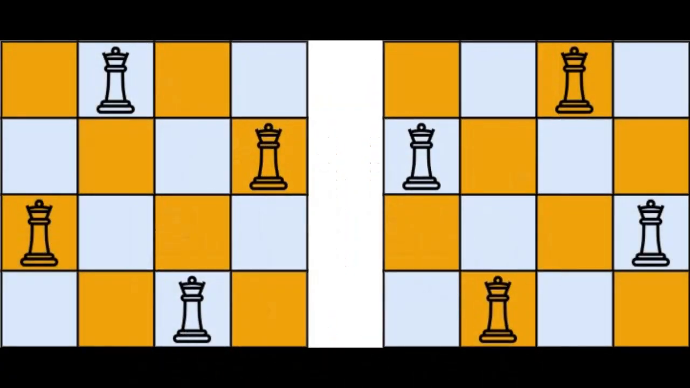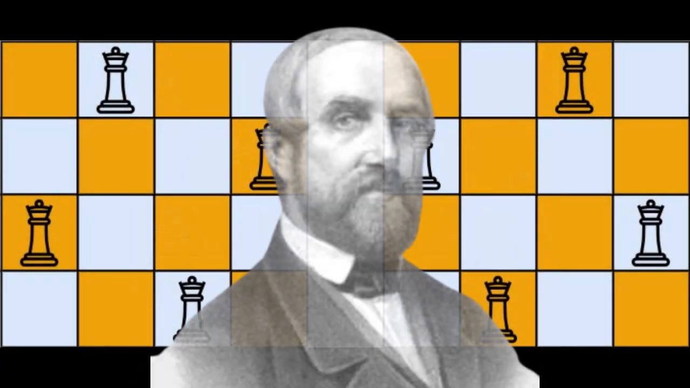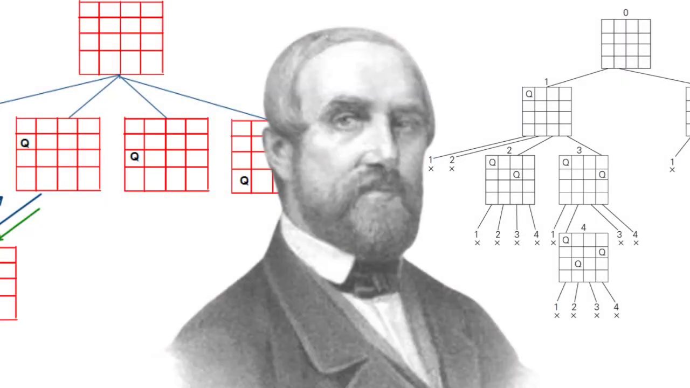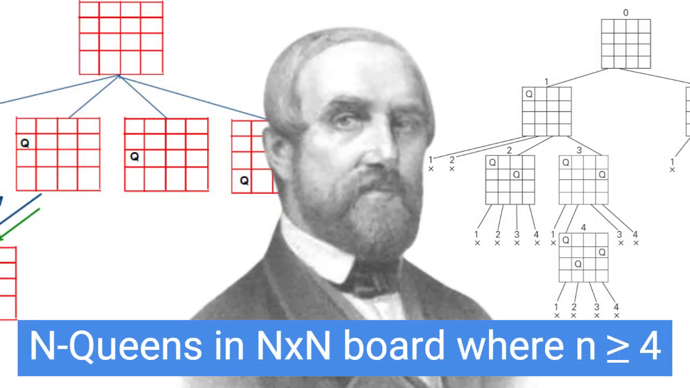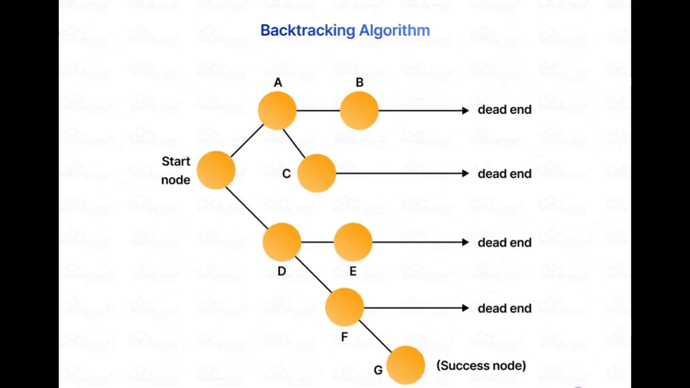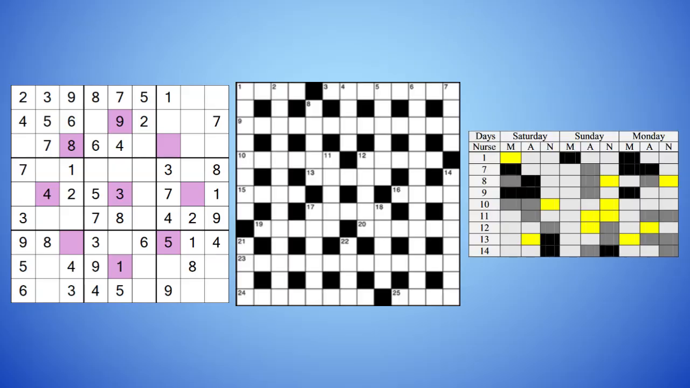1 year later, it became a mathematical problem and Franz Nauck, a chess enthusiast, generalized the problem to n queens on an n times n board, now known as the n queens problem. Thanks to this problem, backtracking algorithms were created that are also used for solving problems like Sudoku, crosswords, and scheduling.